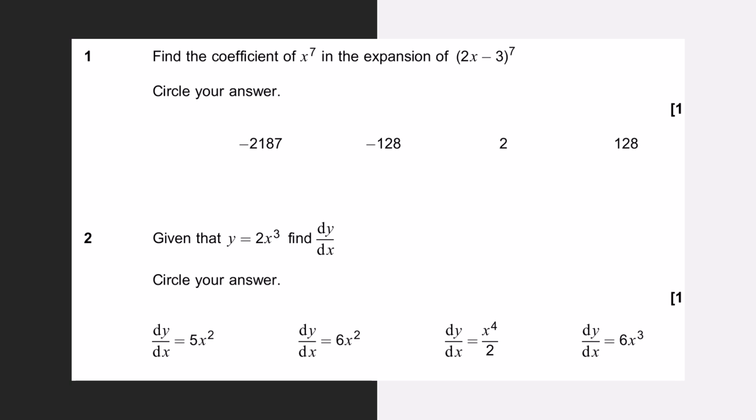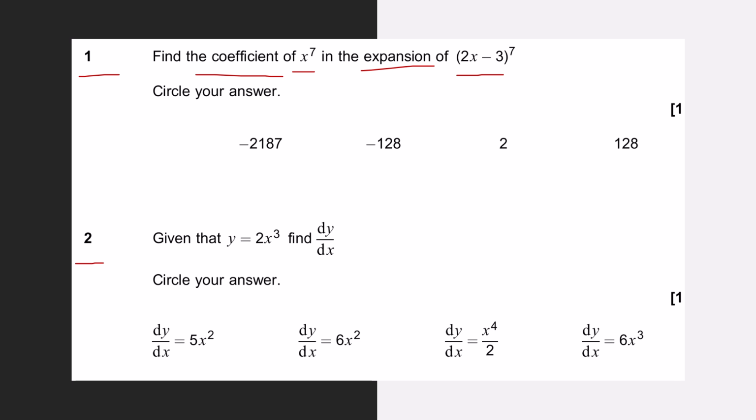Okay, folks, let's look at the first two questions of a typical AS or full A-level maths past paper from the AQA exam board from the June 2023 or May 2023 exam series. Okay, question number one: find the coefficient of x to the power of 7 in the expansion of (2x - 3) all to the 7. So (2x - 3) to the power of 7.